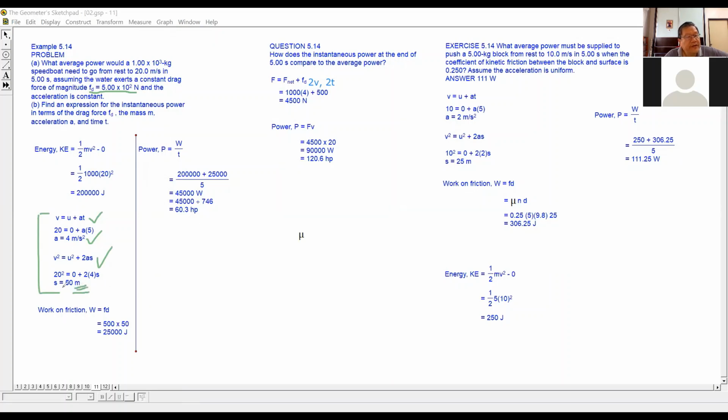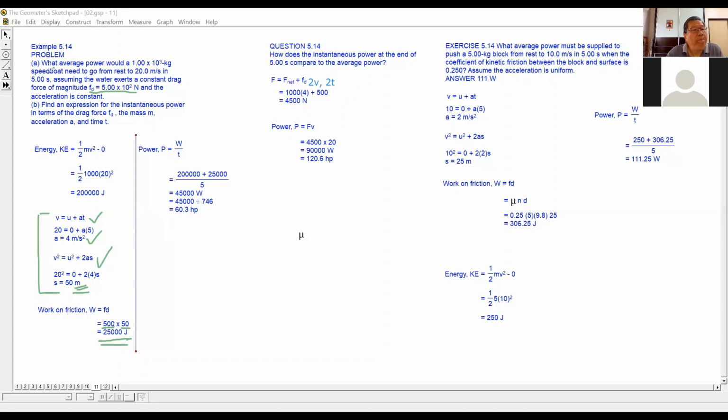So the distance traveled is 50 meters. We are going to use this 50 meters, multiplied with the frictional force, then we know how much is the work done against the friction, the drag of the water. The frictional force is actually 500. The distance moved is 50. So this is the work done against friction, 25,000 joule.